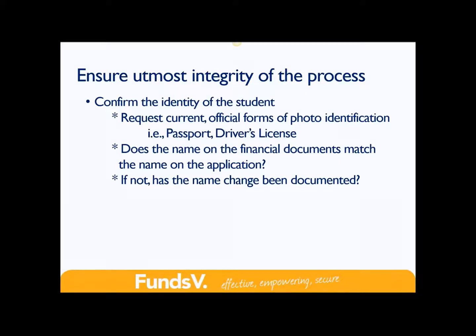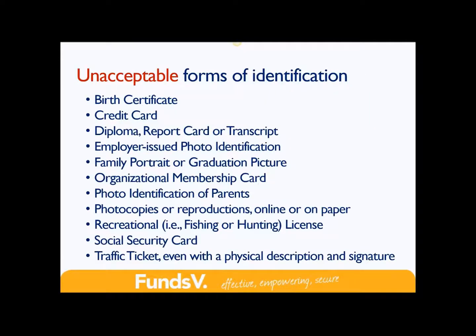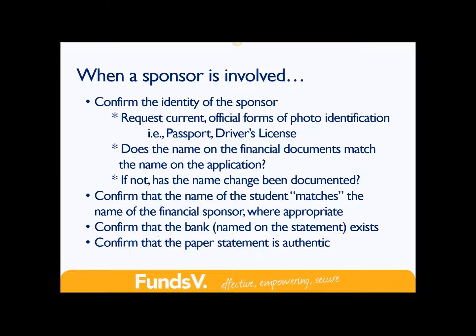So in both cases, the evaluator must ensure the utmost integrity of the process. First, confirm the identity of the student by requesting current official forms of photo identification and cross-reference the names on each document. As we see here, there's a rather lengthy list of unacceptable forms of identification. I co-presented a NAFTA session with a credential evaluator a few months ago, and she shared some pretty creative stories about students who couldn't come up with an official ID.